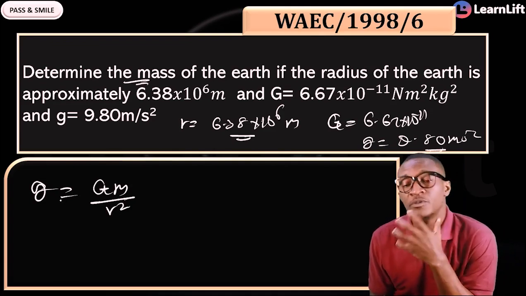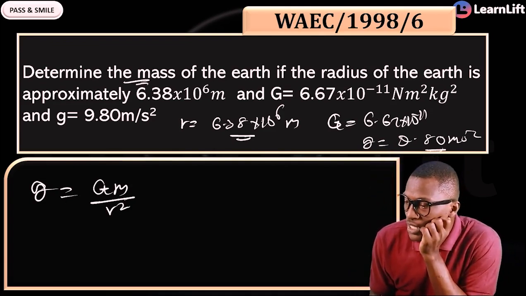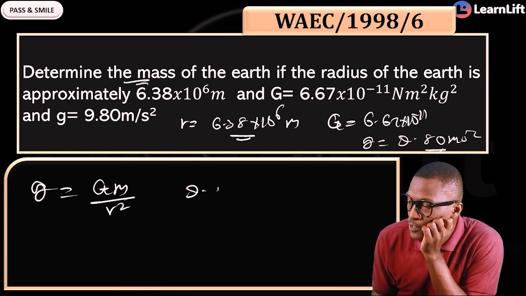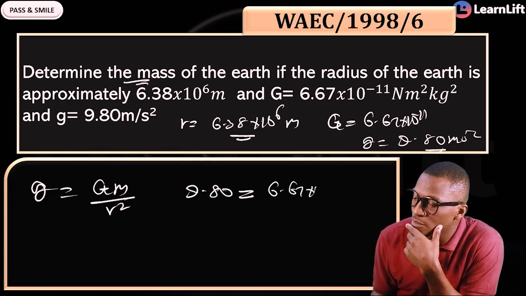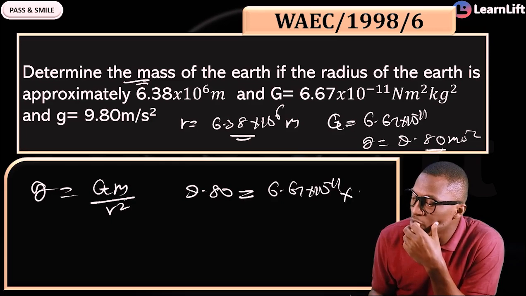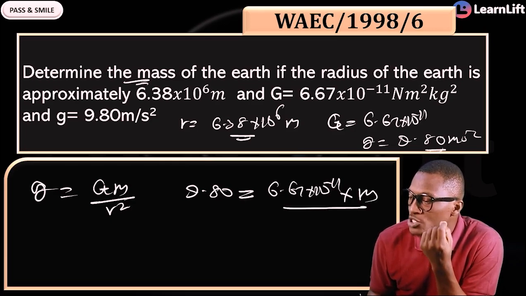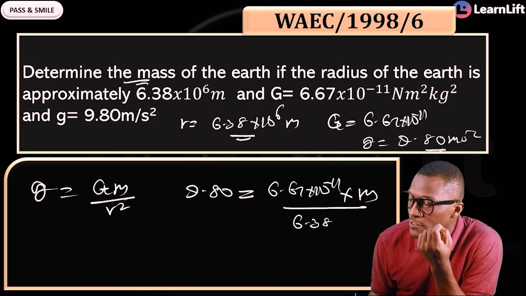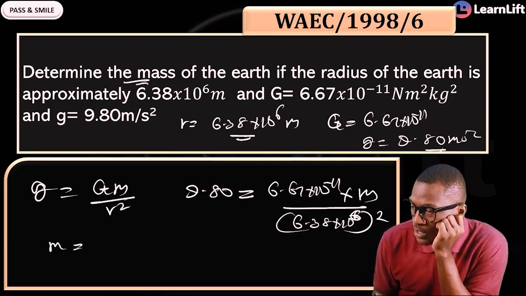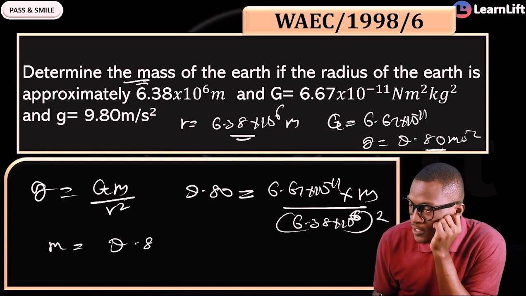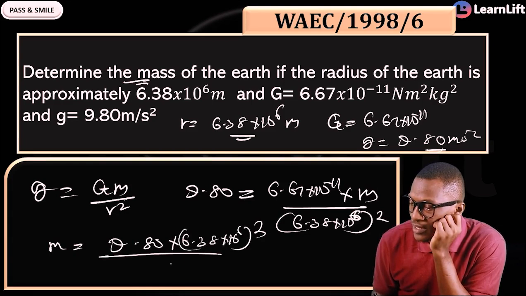The relationship between large G and small g. So from here, 9.80 is equal to 6.67 times 10 raised to the power minus 11 times the mass, which we are looking for, all over the distance squared, which is 6.38 times 10 raised to the power 6, squared. So from here, what will M be? M will be, cross multiplying, 9.80 times 6.38 times 10 raised to power 6, all squared, all over 6.67 times 10 raised to the power minus 11.